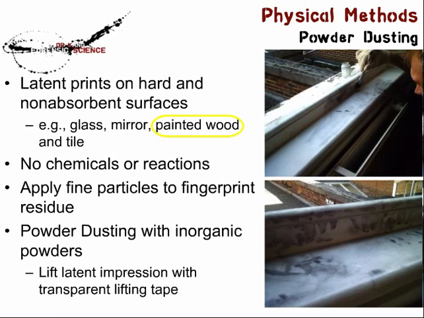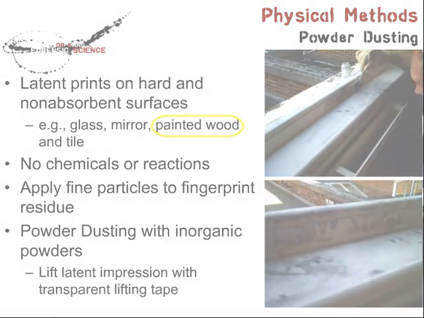Classically, physical methods do not involve any chemicals or reactions. They work by applying fine particles to the fingerprint residue, where it adheres preferentially to the fatty components of the residue, creating contrast between the ridge and the surface. The most well-known method is powder dusting with inorganic powders that come in a variety of colors using a camel's hair or fiberglass fingerprint brush. The resulting visible print is then lifted using transparent lifting tape and mounted on a backing with a color maximally contrasting to that of the powder.